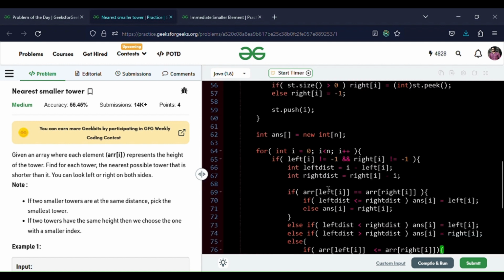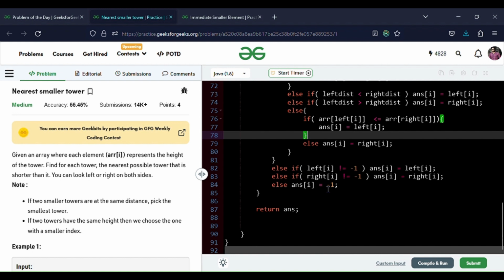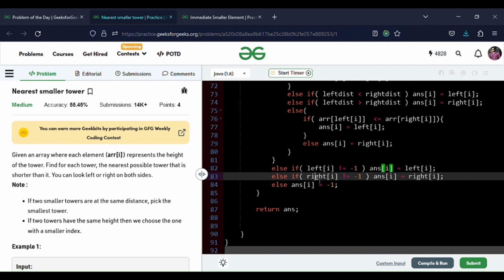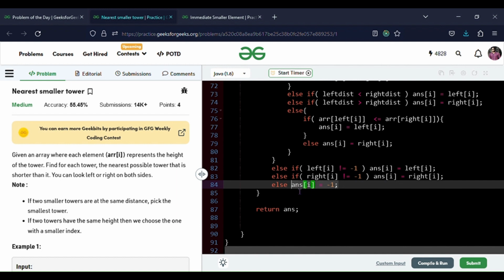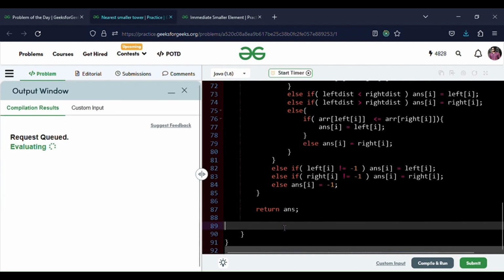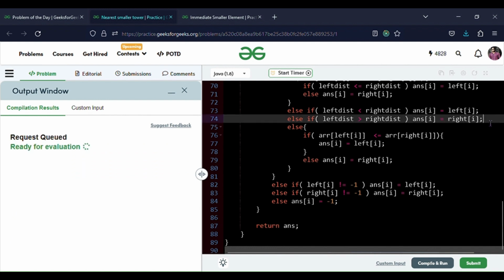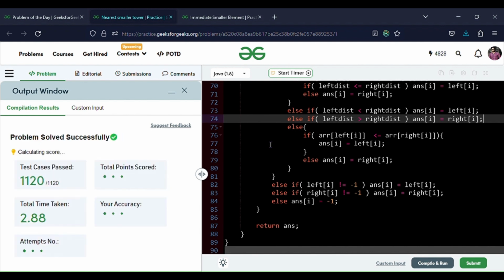If left and right both do not exist, then if only left exists, then we will take the left one. If right one exists, we will take the right one, else if neither left nor right exists, we will take the -1, and we will return the answer. Now let us submit it. So this is the answer in Java.